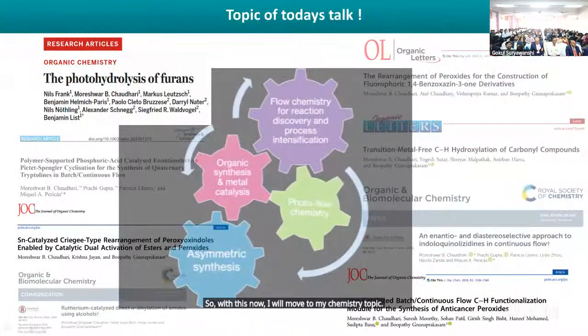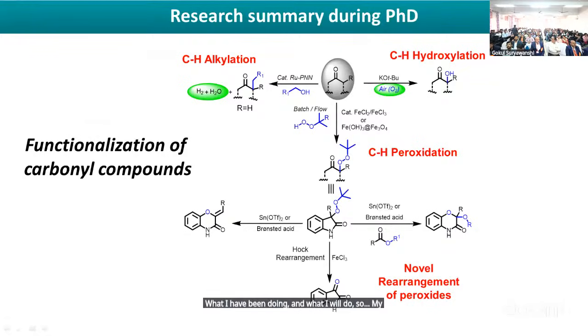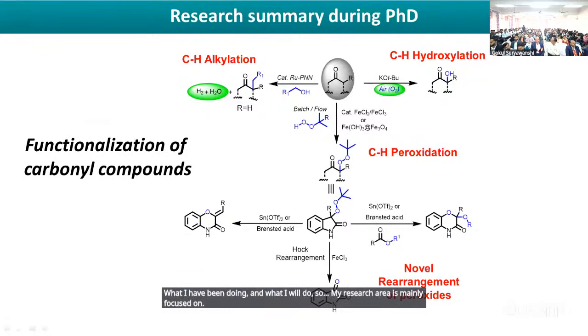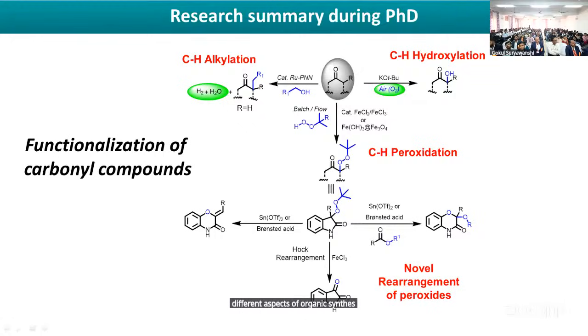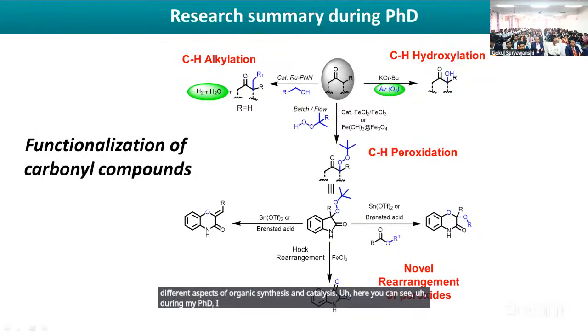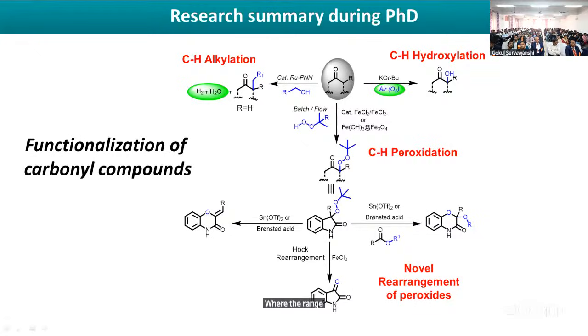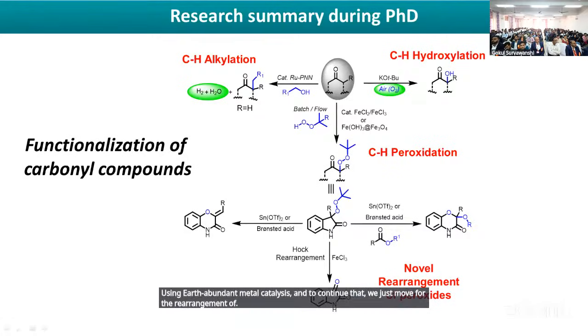Chemistry topic, what I have been doing and what I will do. So my research area is mainly focused on different aspects of organic synthesis and catalysis. Here you can see, during my PhD, I mostly worked on the functionalization of carbonyl compounds, where a range of transformations such as C-H alkylation, C-H hydroxylation, as well as peroxidation, we have performed using earth-abundant metal catalysis. And to continue that, we moved on to the rearrangement of different peroxides.